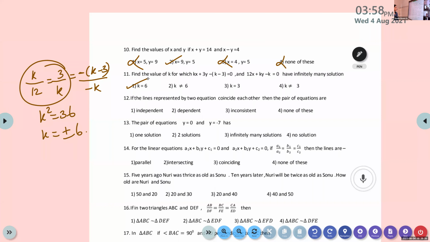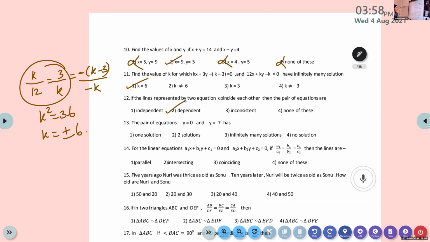Look at the next one. If the lines represented by two equations coincide with each other, then they are coinciding lines. That means same equations, isn't it? What can you say about the equations? They are dependent. Unique solution means it is independent. Infinite solutions means it is dependent.